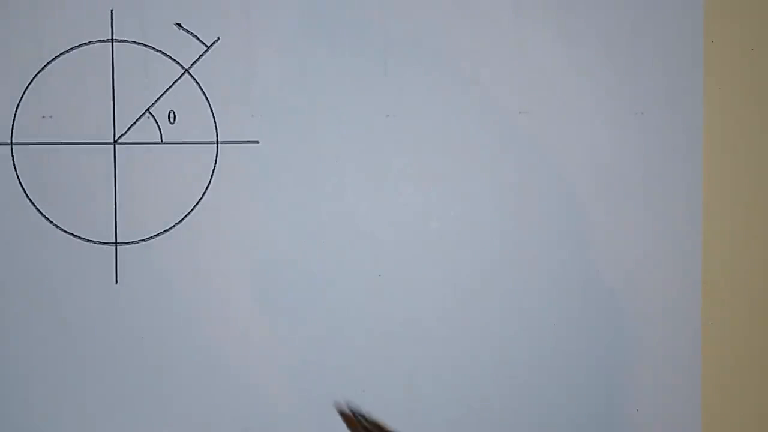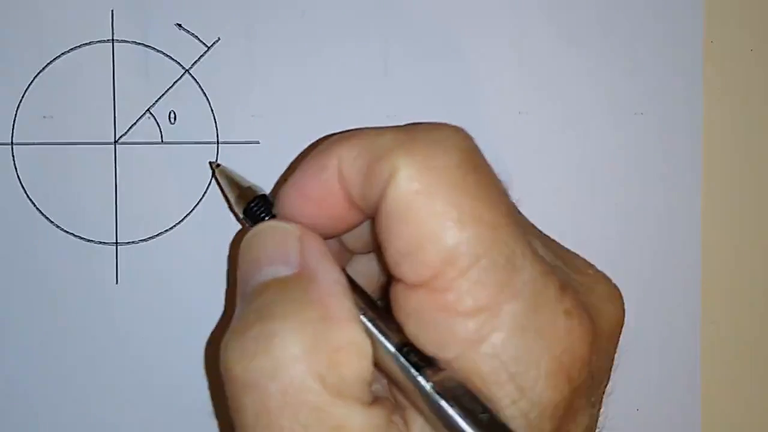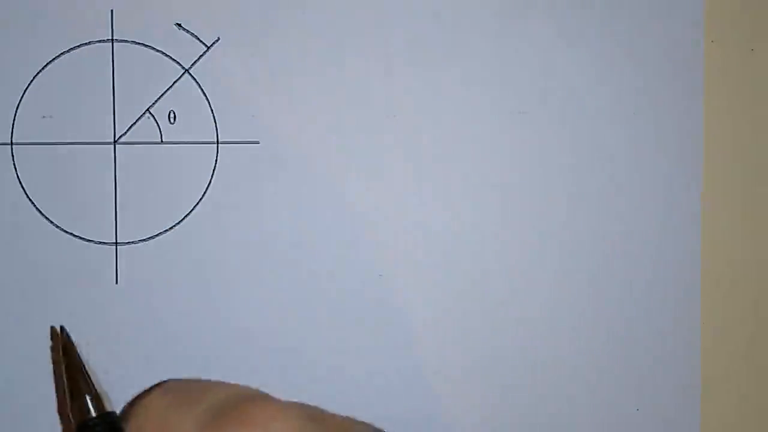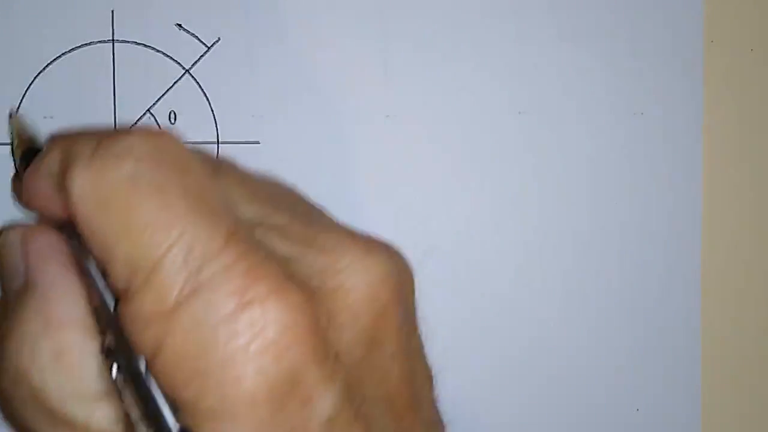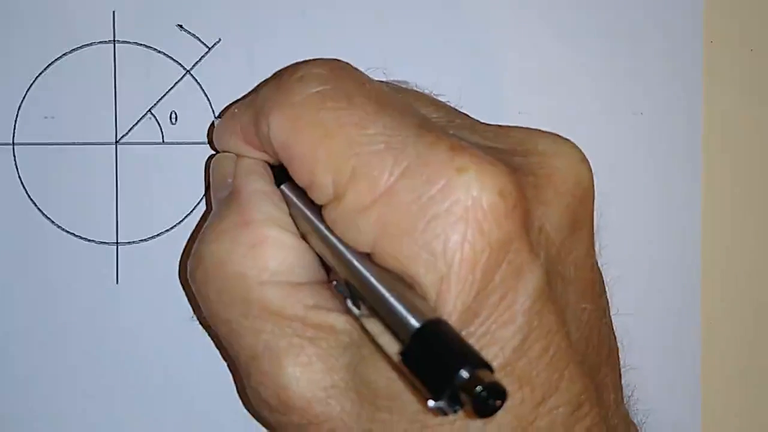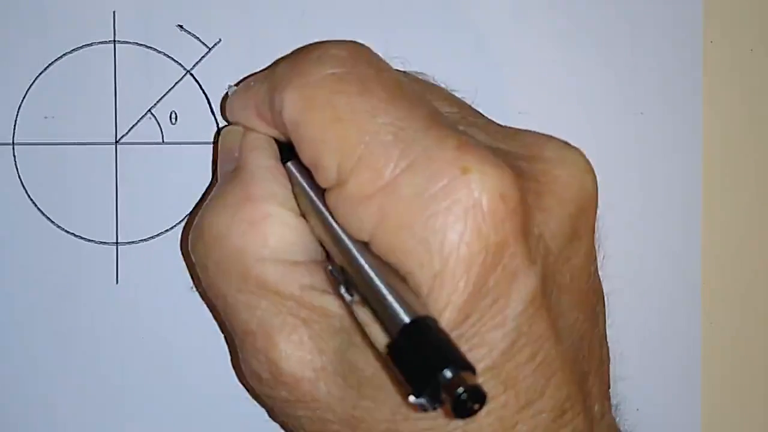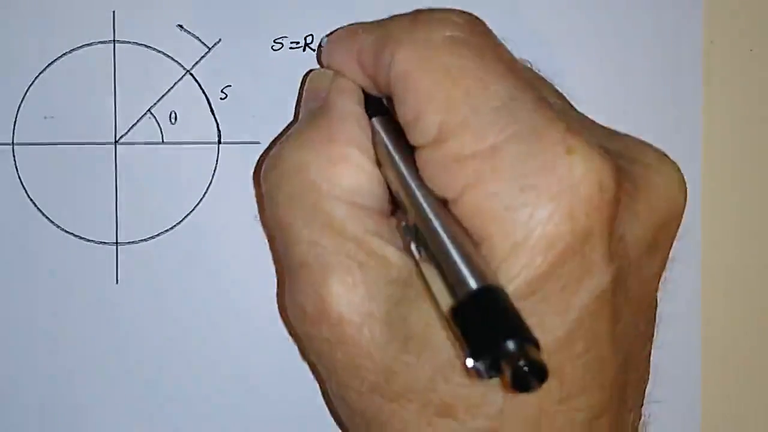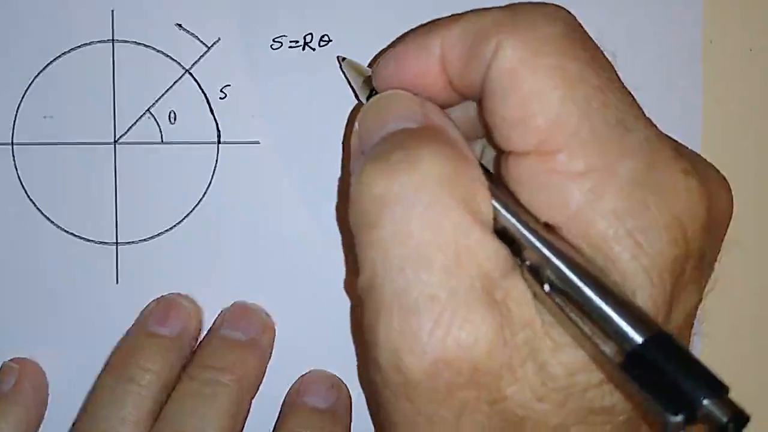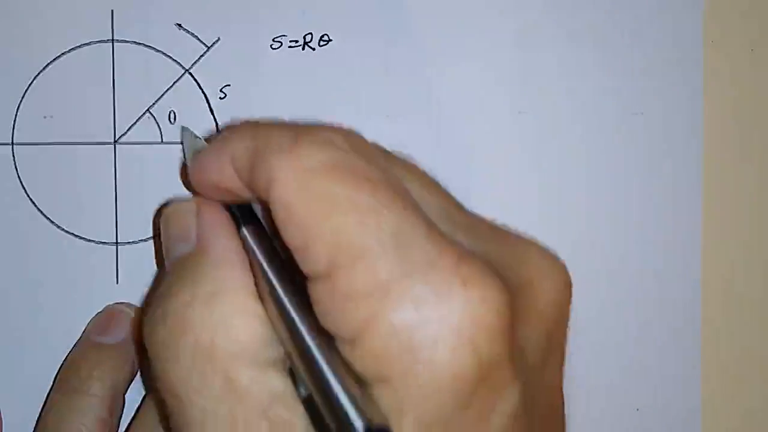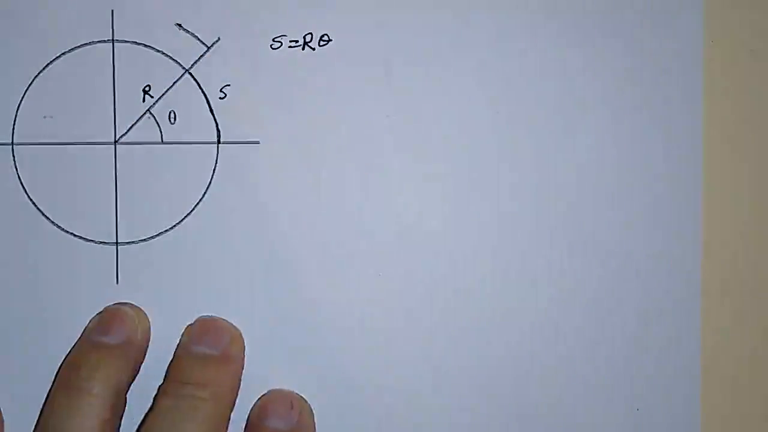Alright, the purpose of this video is to show the relationship between the tangential speed of an object that's executing uniform circular motion and its angular speed. First of all, we know that this distance s, measured along the circumference like this, s is equal to r times theta, actually by definition of the angle in terms of its radian measure, where r is the radius of the circle. So s equals r times theta.